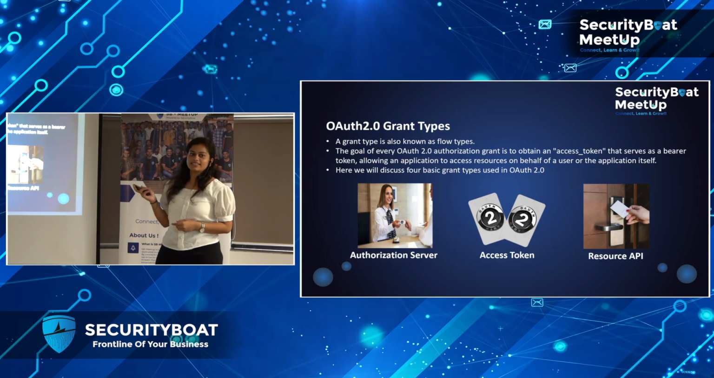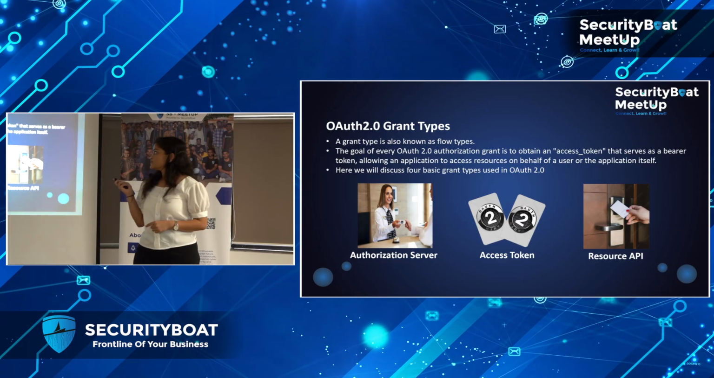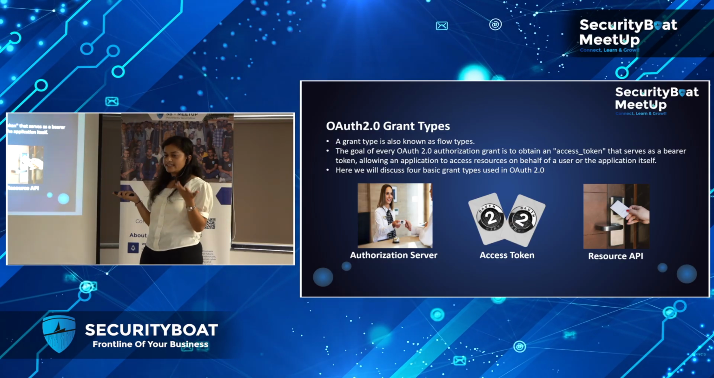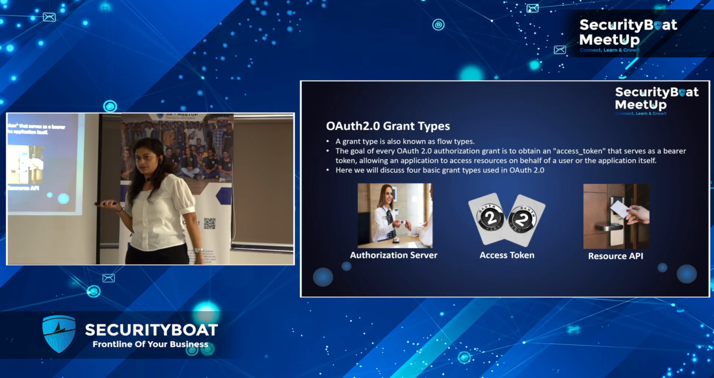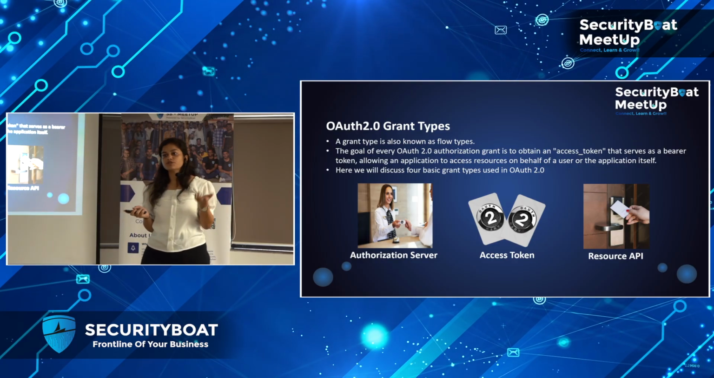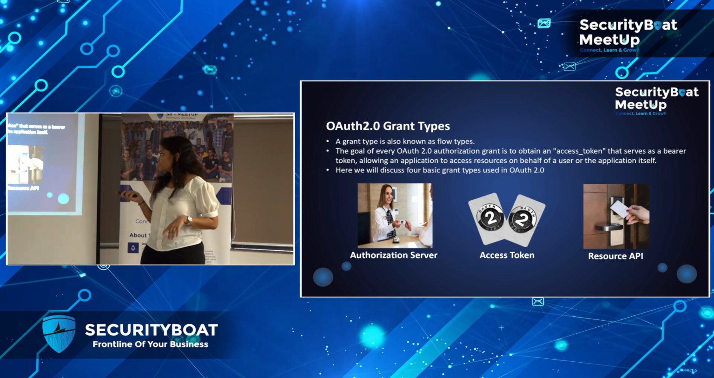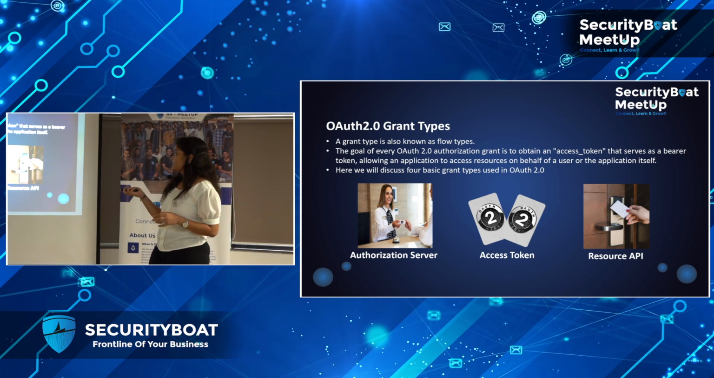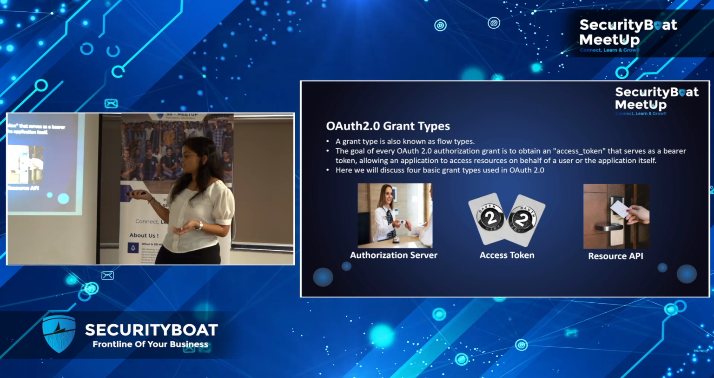So here we will see OAuth 2.0 grant types, sometimes also known as flow types. Here our main goal is to get the access token and use it to get the requested data from the server. I'll take a simple example so it will be more clear to you.